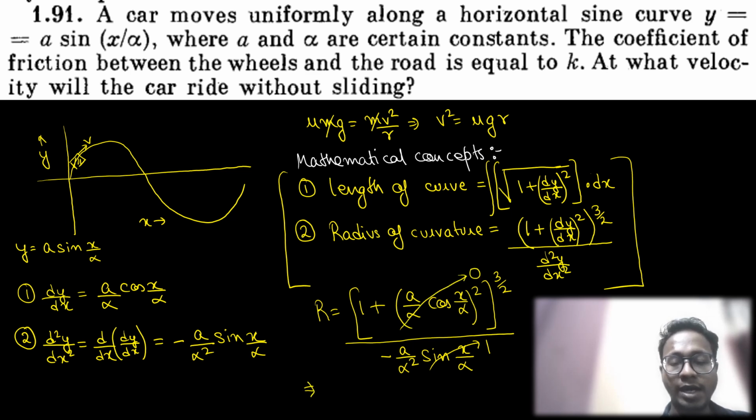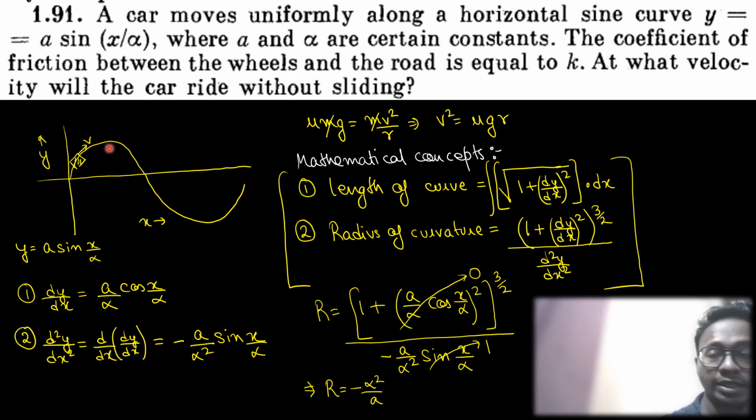So out here, r, let's not change the variable, r is equal to 1 to the power 3 by 2, which is nothing but 1, by a by alpha square, or r is equal to alpha square by a, or r is equal to minus alpha square by a. See, this minus signifies the direction of the radius of curvature. Okay, it will always be towards the inside.